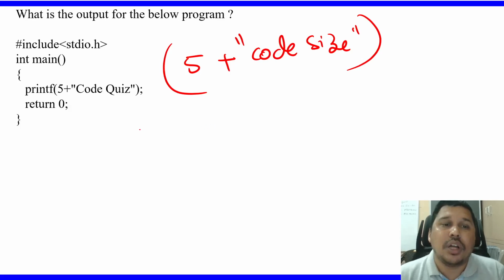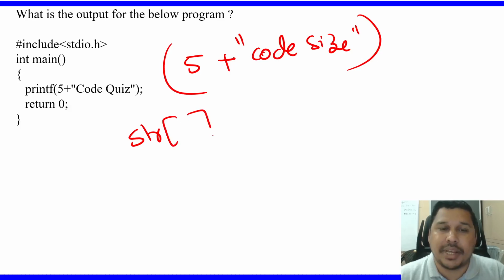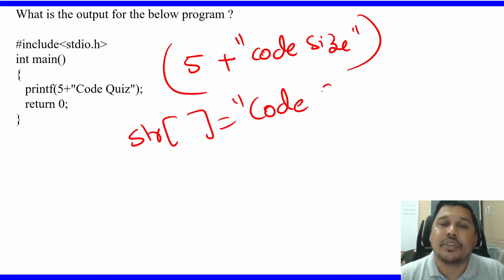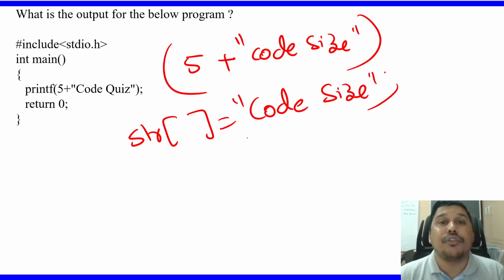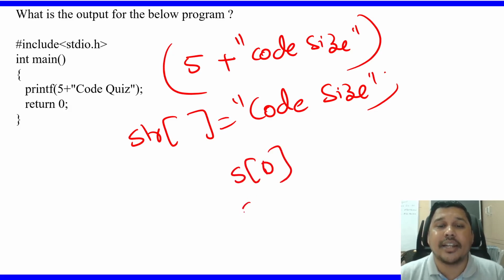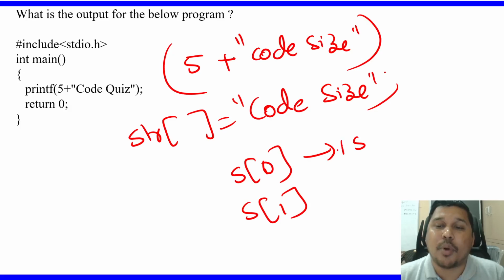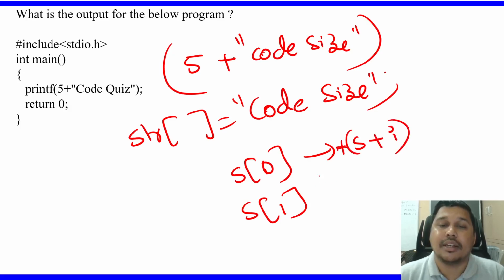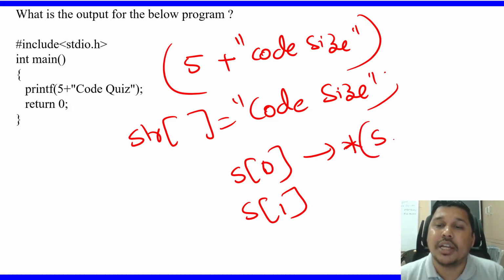Generally, when you have a string of some size, if you want the first character, you write s[0]. If you want the second character, you write s[1]. And I told you that the meaning of s[i] is *(s + i). So s[0] actually means *(s + 0), whatever is the value at s plus 0, that value you get at the 0th index.